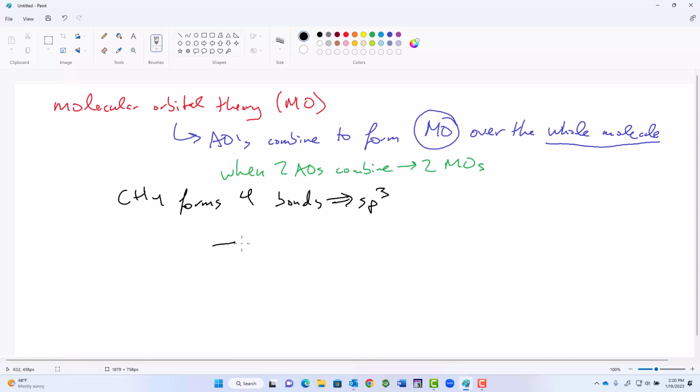If we look at carbon, actually let me draw an energy diagram of this. If we think about the orbital diagram for carbon, we're going to have a 2s orbital and a 2p set of orbitals. We have 2s2 and 2p2. According to this, atomic orbital theory says that we really should only have two bonds forming, but we see in CH4 and other organic compounds that carbon forms four bonds.